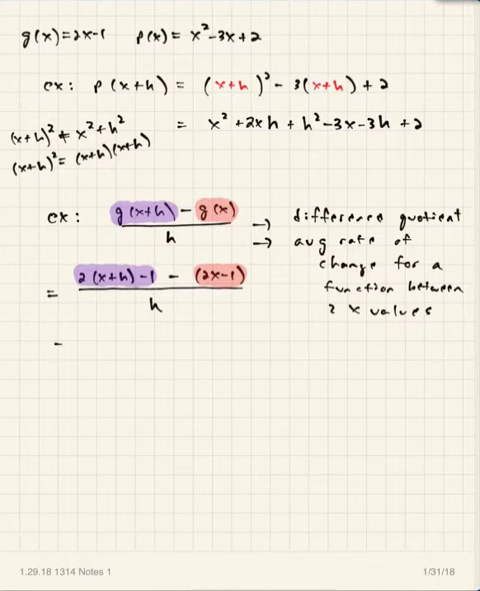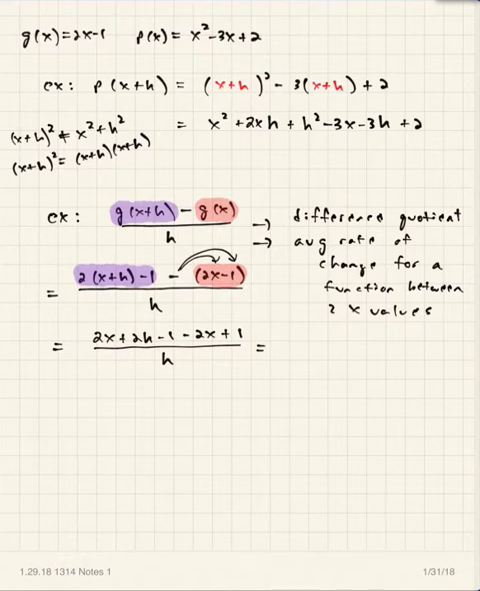And then you do the arithmetic. So this is 2x plus 2h minus 1. I multiplied through by 2. And then minus 2x plus 1. You're distributing this negative sign through right here. And then that would all be divided by h.